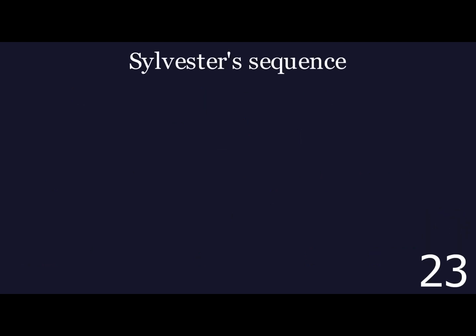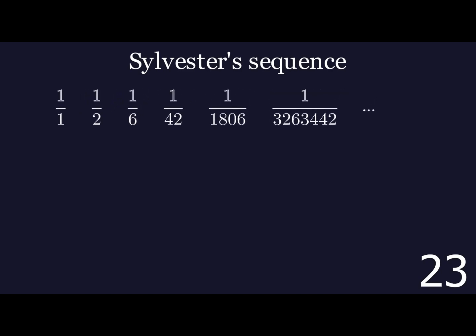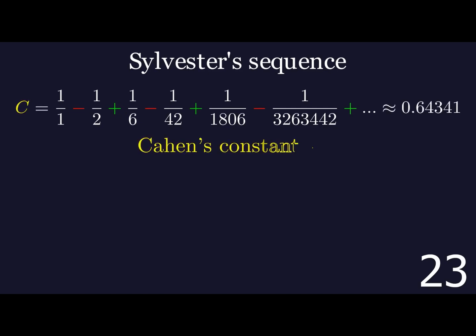Sylvester's sequence starts with 2. The next term is always the product of all the previous terms plus 1, so the second term is 2 plus 1, the third term is 2 times 3 plus 1, and so on. Now we subtract 1 from all these terms and take the reciprocal. Then we calculate the alternating sum of these terms, adding the first term, subtracting the second, adding the next, and so on. This gives us an infinite sum equal to approximately 0.64, known as Cahen's constant.